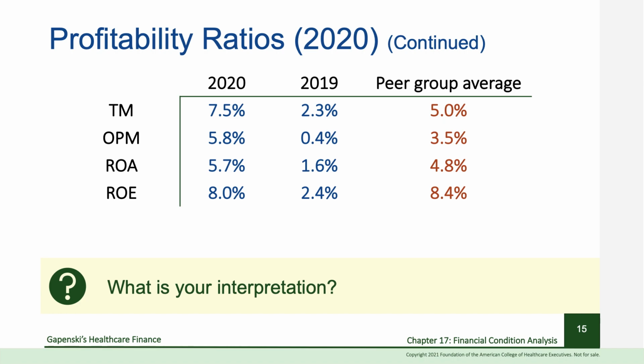The return on assets is 5.7%, which tells us that each dollar of assets generates 5.7 cents in profit, better than average again because it is higher than 4.8%. The return on equity is less than average, it's 8%, but the peer average is 8.4%. The DuPont analysis will show that the inconsistency between return on assets and return on equity is because of the hospital's low use of debt financing.